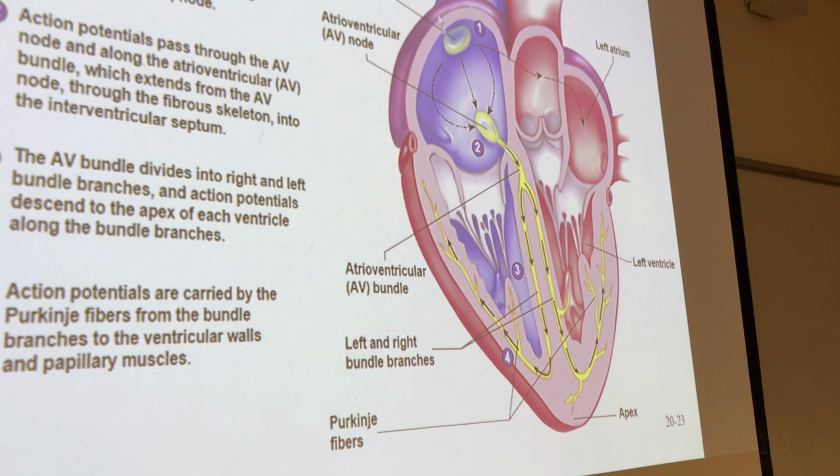right? When the atria contract, you send the signal to the AV node, and the AV node just waits a little bit, right? Now it waits a very short time, like 500 milliseconds. As it waits, it allows the atria to fully contract, ejecting blood to the ventricles, and it allows the atria to relax. Then you send the signal to the ventricles through the bundle branches, right?